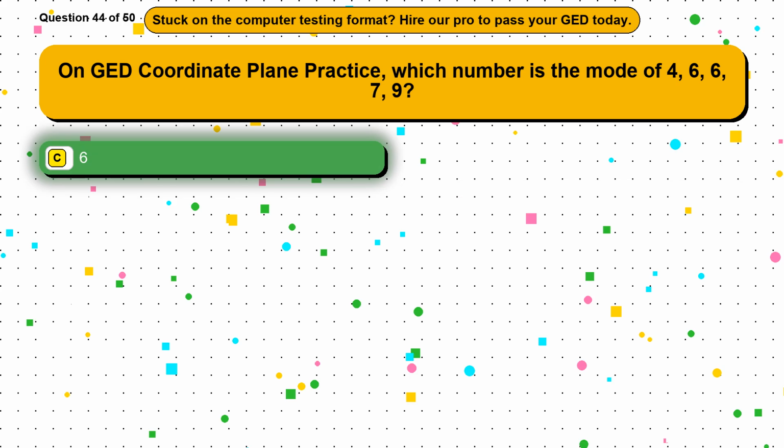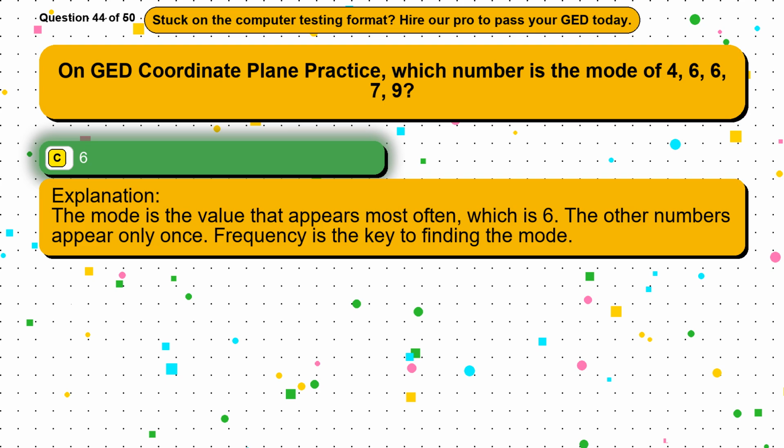The correct answer is option C, 6. The mode is the value that appears most often, which is 6. The other numbers appear only once. Frequency is the key to finding the mode.